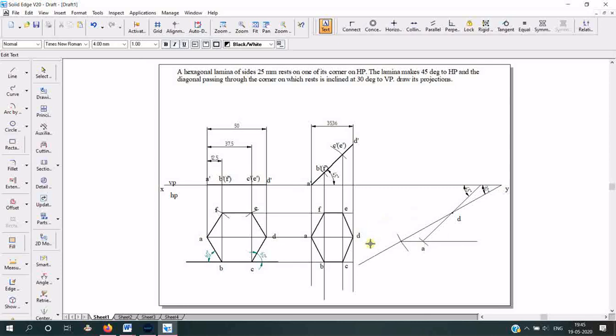Next, from D, use the compass to measure D to F, place it here, and then cut an arc. We'll get the F point. Next, similarly, measure A to E and cut an arc.